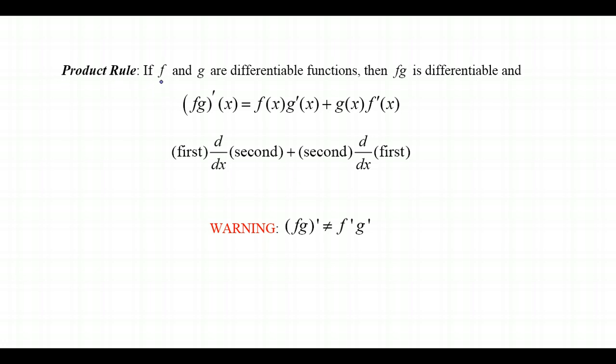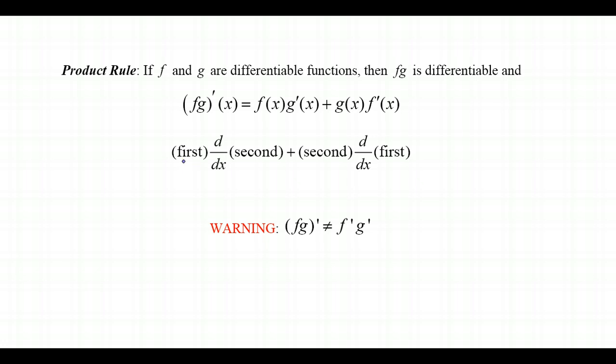So if we have two functions f and g that are differentiable, then f times g, so that's a new function, f times g, is also differentiable. And to find its derivative, we have to apply the following rule. So the derivative of f times g with respect to x equals f of x times g prime of x plus g of x times f prime of x. This is the way I like to remember it.